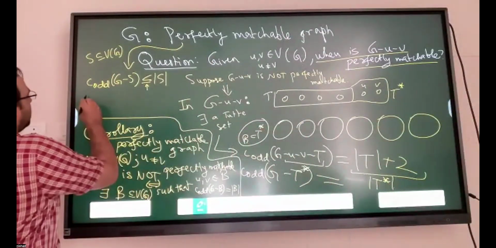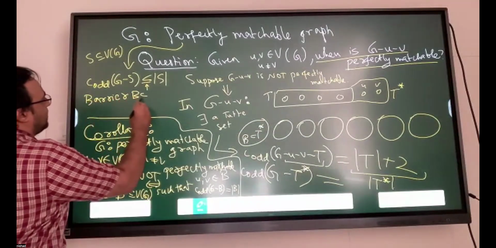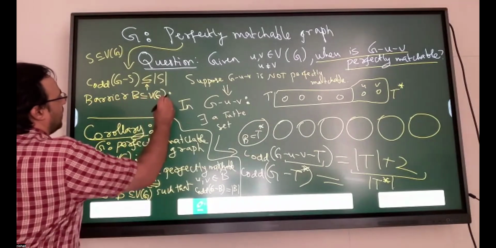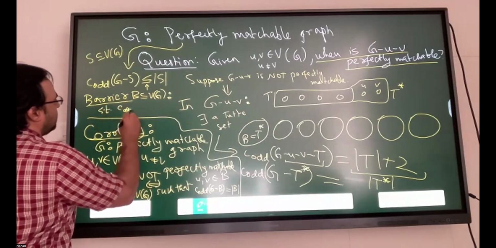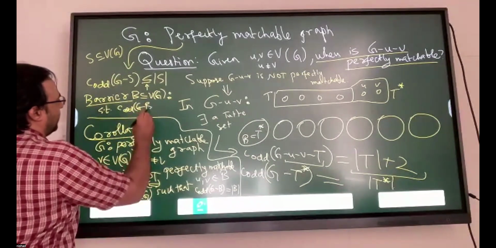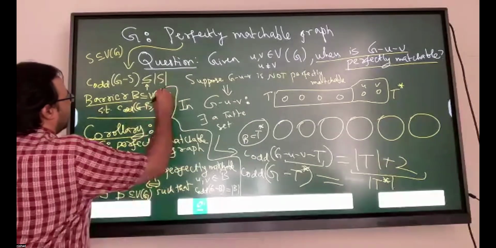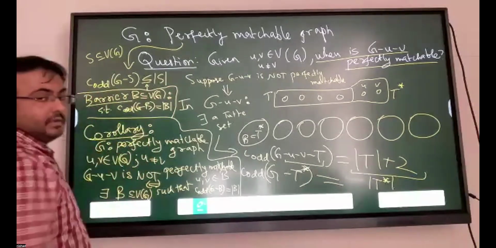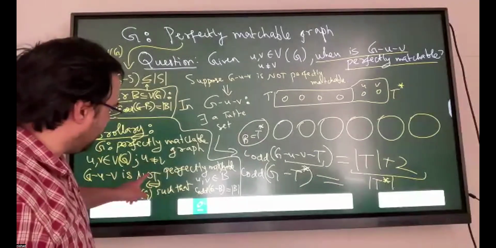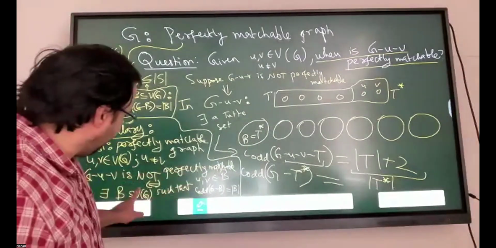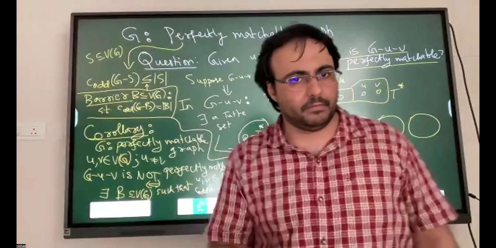So what is a barrier? A barrier is a subset of the vertex set such that the number of odd components after deleting these vertices is exactly equal to the cardinality of the vertices. This is what is called a barrier. Okay, and what we just proved here is that G minus U minus V is not perfectly matchable if and only if there is a barrier that contains U and V in the graph G.